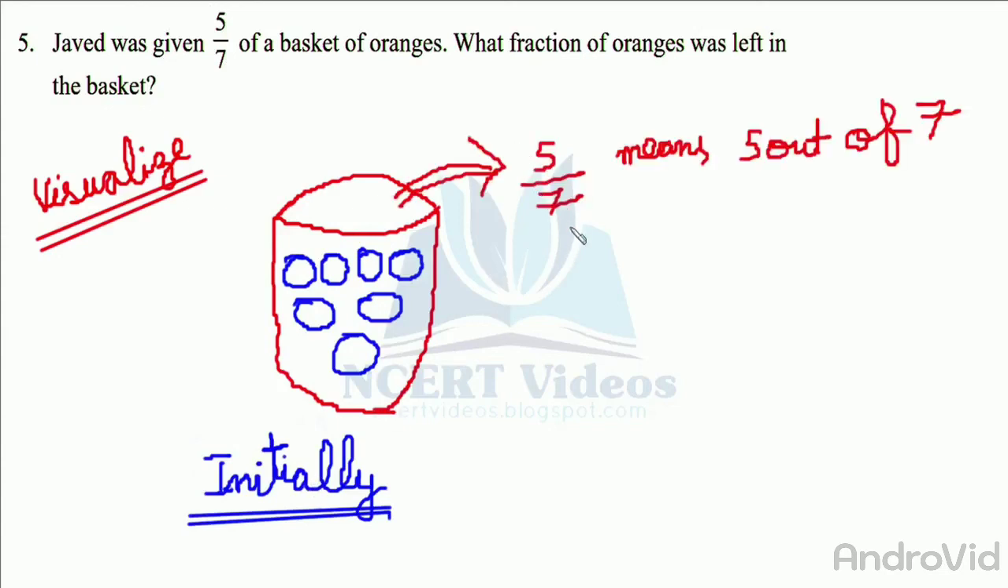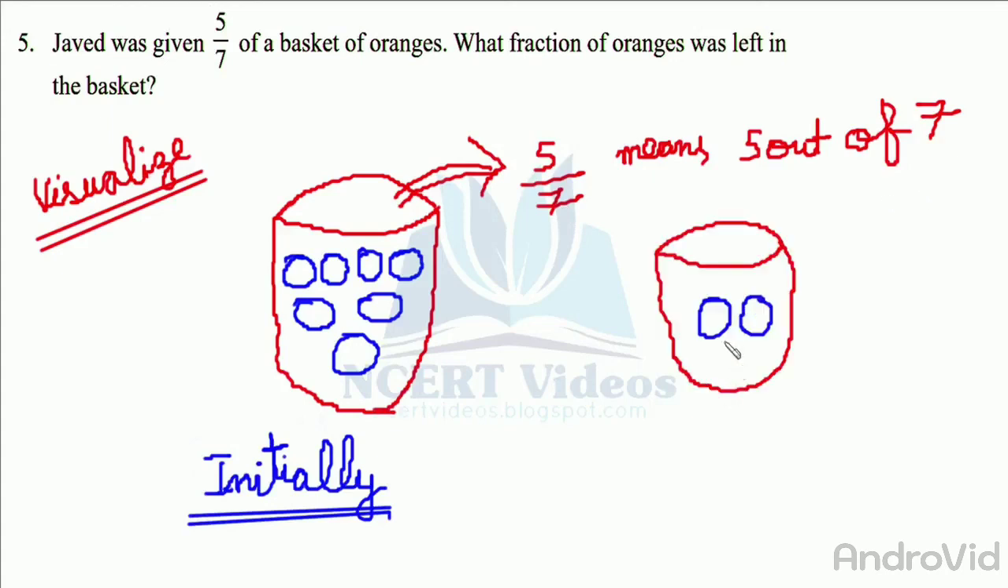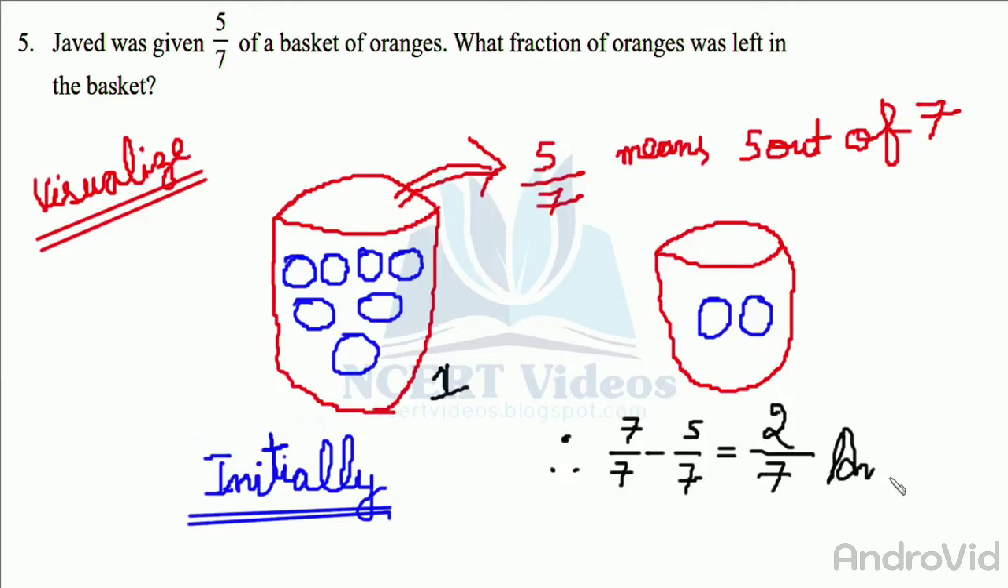When 5 out of 7 were given to him, that is Javed, then it is very easy to say that 2 are left. So we can say 7 out of 7, or we can say 1 total, 1 basket. So 5 were given from them and 2 out of 7 were left. So this is how you have to do it.